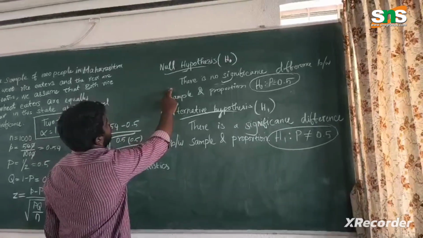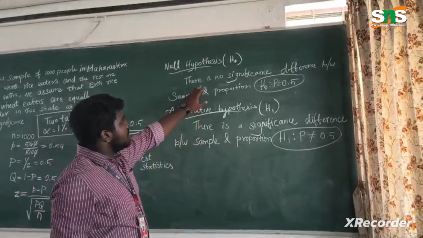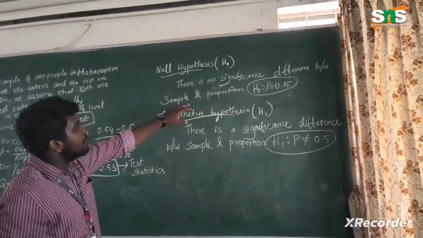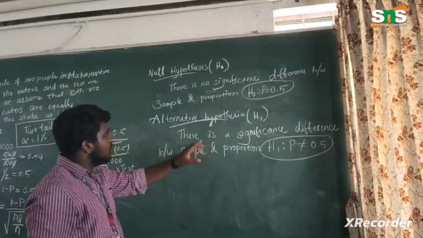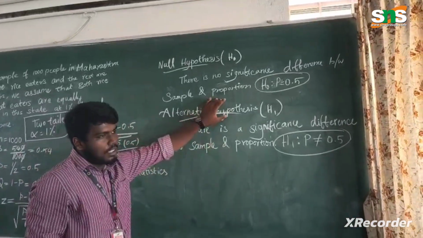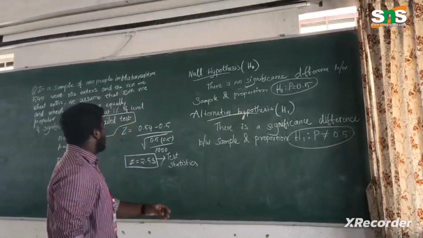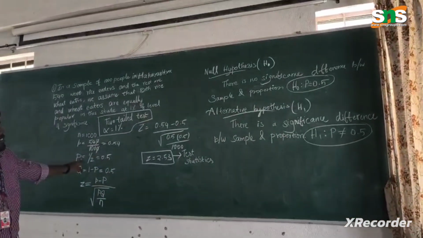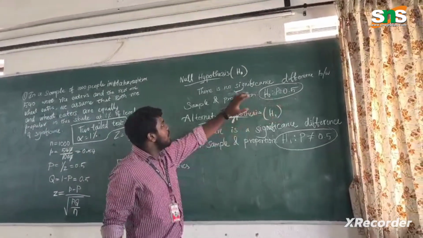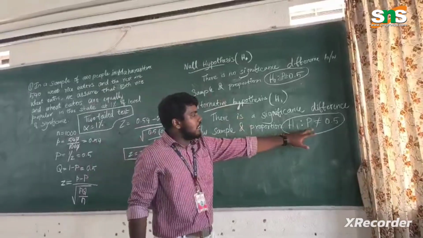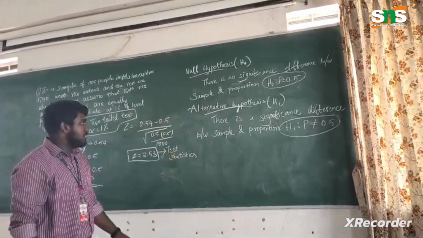So this is the null hypothesis and the alternative hypothesis. There is no significant difference between sample proportion and population proportion in the null hypothesis. And here we have already found that our probability is 0.5. If the table value is equal to p, that is 0.5, we accept the null hypothesis. If it's not equal to 0.5, then we accept the alternative hypothesis and reject the null hypothesis.